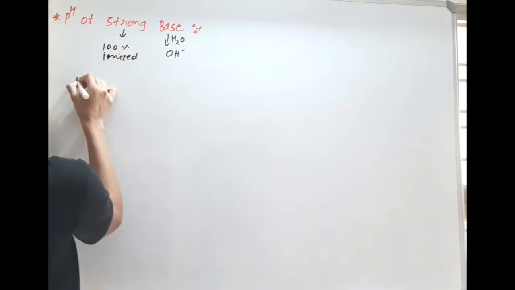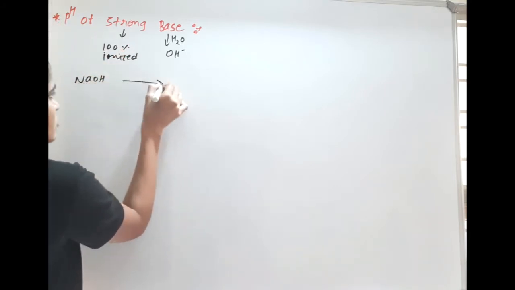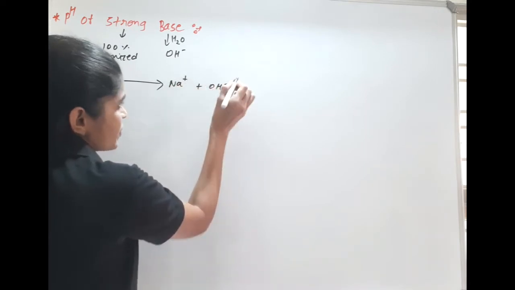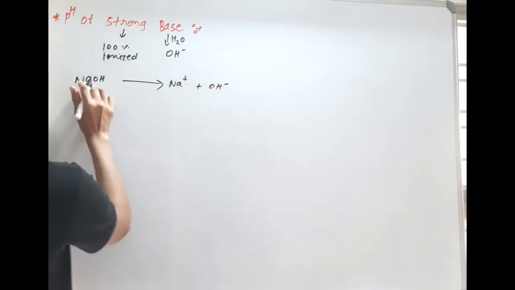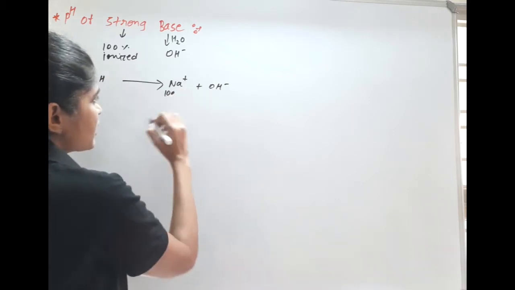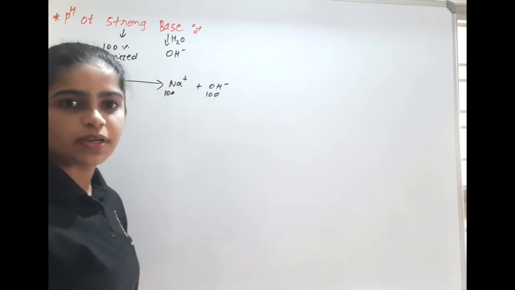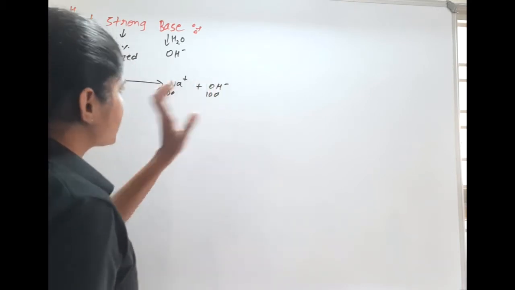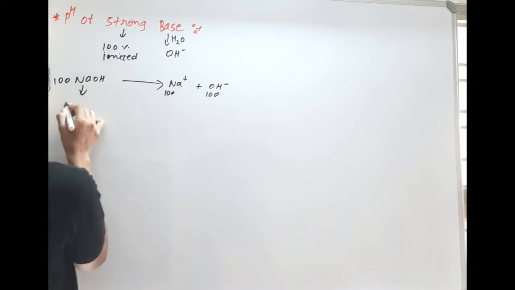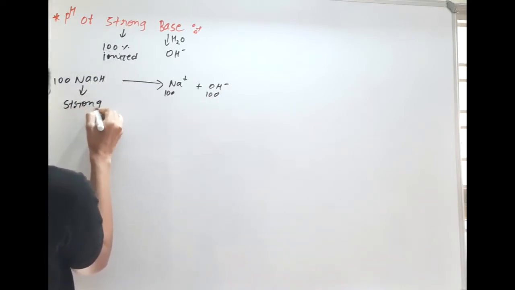For example, consider NaOH in the presence of water. It completely dissociates into Na plus and OH minus. For example, 100 molecules of NaOH are converted into 100 Na plus and 100 OH minus. So NaOH completely dissociates into Na plus and OH minus, so this base is known as a strong base.